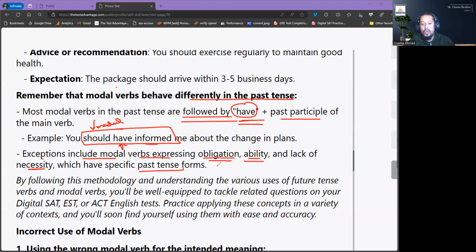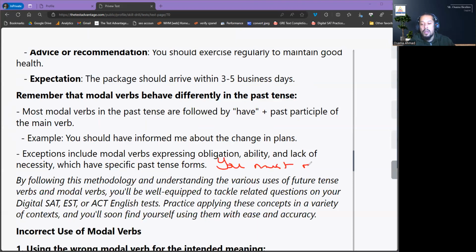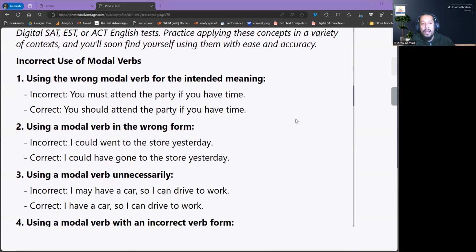For example, you must read. You don't say must have read. You must read. Okay? Now, incorrect use of modal verbs. Number one, using the wrong modal verb for intended meaning. So for example, you must attend the party if you have time.